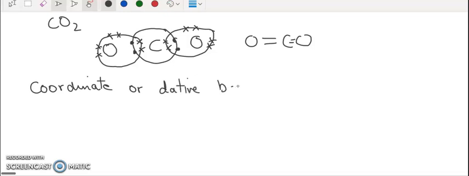Now, this bonding is just like the regular covalent bonding, but the only difference is that both electrons come from one atom in the bond, and the other atom in the bond supplies the vacant orbital for the electrons to use. So let me make this more clear. Suppose we take a compound NH3, which is ammonia.